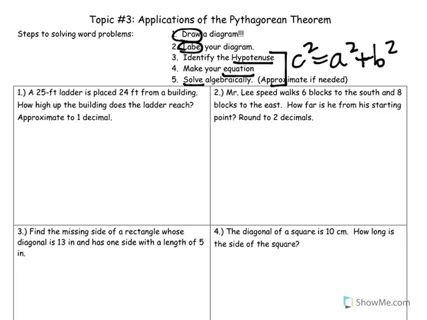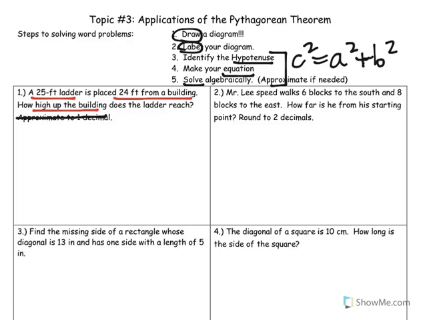Okay? So there's going to be 5 different types of problems that we're going to work through and that you're going to practice, and then we'll start building on those examples a little bit more and looking at new ones. Okay? So let's start with drawing the picture first for number 1. A 25-foot ladder is placed 24 feet from a building. How high up the building does the ladder reach? Okay. In this problem, we're not actually going to need to approximate. That is a typo, so you can cross that out.